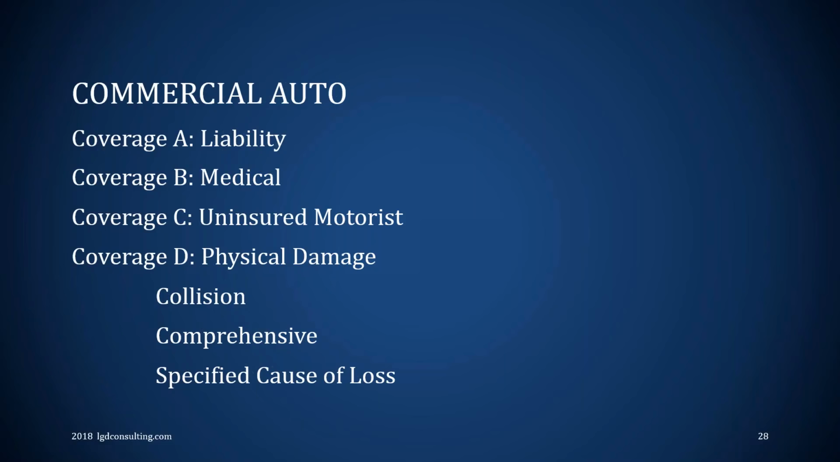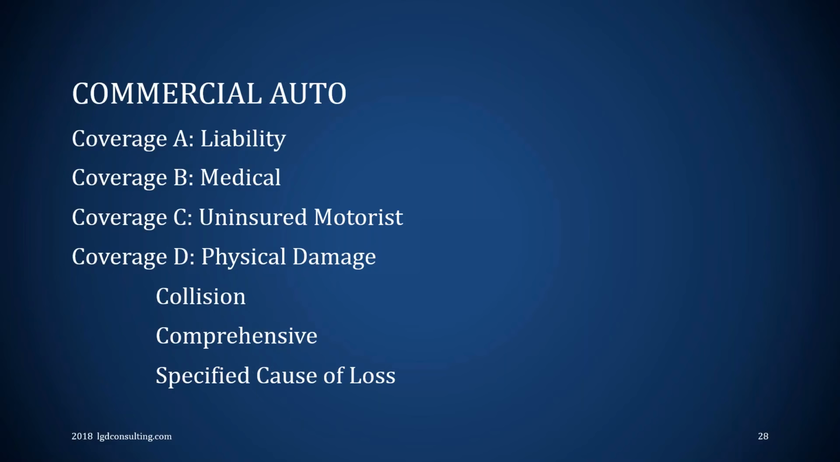Now, in commercial auto, medical and uninsured motorist is optional. Okay. The reason is typically if you're going to give a company car for your employees to use, the only people in that company car should be your employees. Okay, and your employees are covered by workers' compensation. So coverage B and coverage C of your commercial auto policy typically wouldn't apply and typically wouldn't be needed. Okay, and so that's what that's about. So again, coverage B and coverage C are optional for commercial auto.